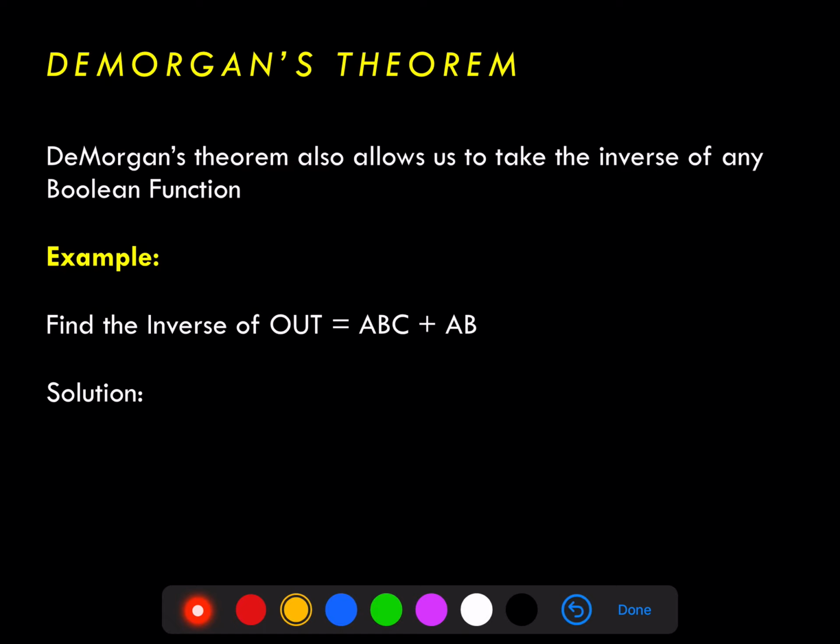It can also be used to compute the inverse of a function. Here in this example, we'll compute the inverse of a function called out, which is expressed as ABC or AB. The inverse of that function will just involve putting a bar over the entire function, and then we'll use DeMorgan's theorem to simplify it.